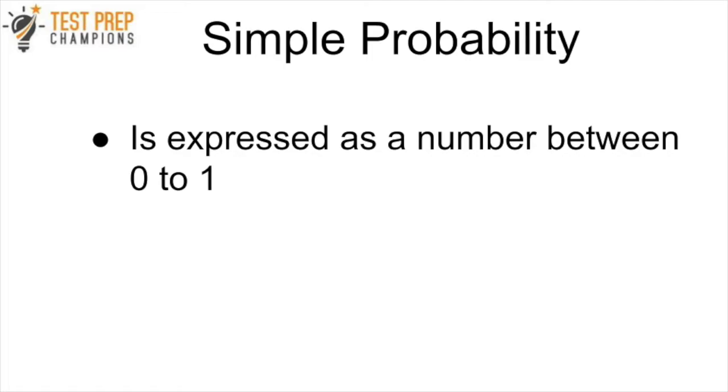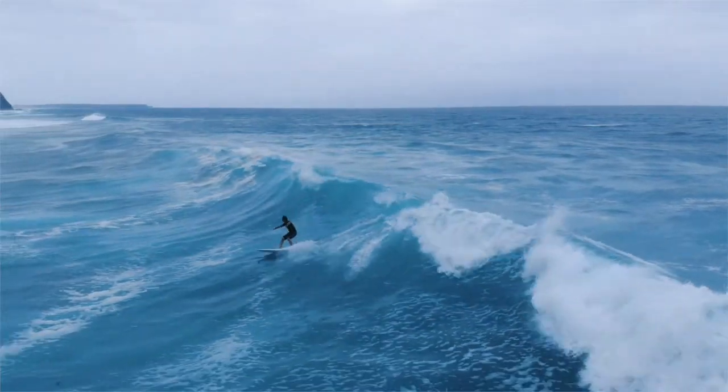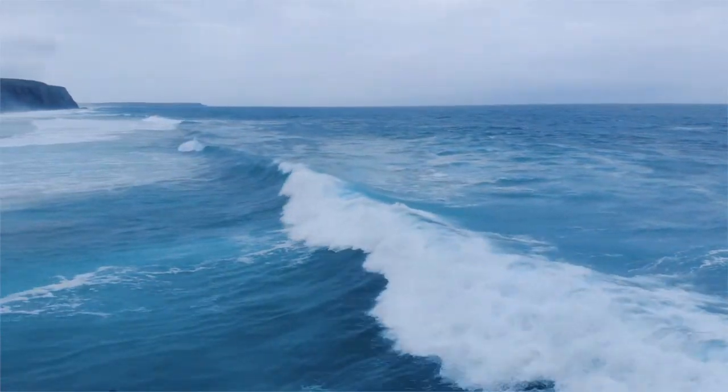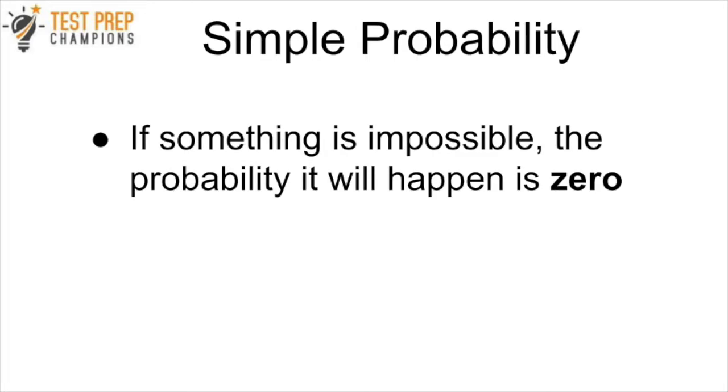So simple probability is expressed as a number between 0 and 1. But what does that mean? Well, in other words, the simple probability can be either a 0 or a 1, or it can be anything in between. For example, I've never gone surfing before in my entire life. What if I were to ask you, what's the probability of me becoming a world champion surfer by next year? Well, that's impossible, right? There's no way someone who's never surfed before can become a world champion by next year. So if something is impossible, we say that the probability that it will happen is 0.